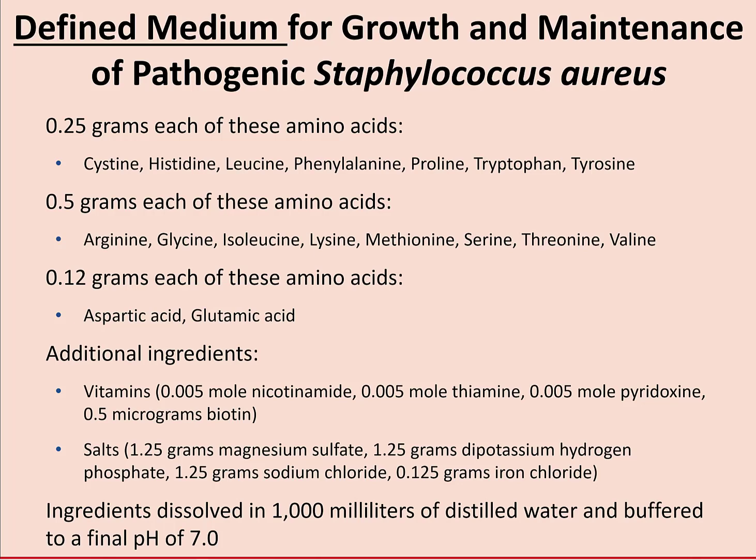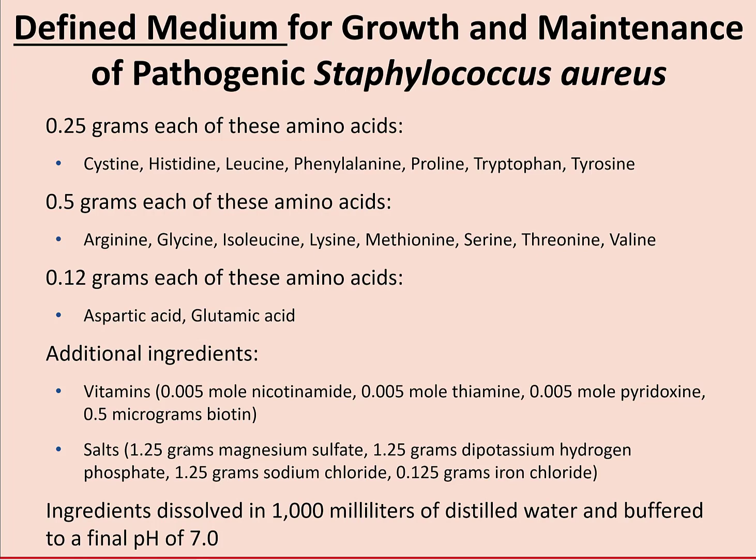And I'll help you with some in the micro because we use a lot of measurements and various things. So cysteine, histidine, leucine, these are all amino acids, and you need 0.25 grams in a liter of distilled water, buffered to a pH adjusted to 7.0. 0.5 grams of these amino acids. So these are needed in lower amounts.